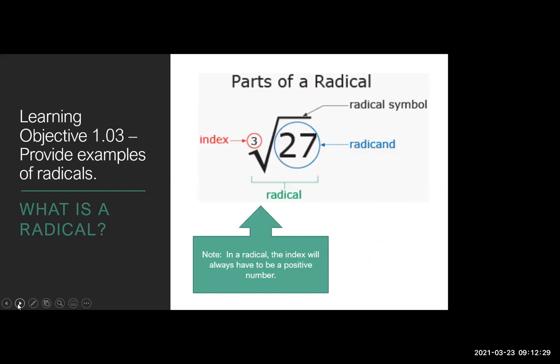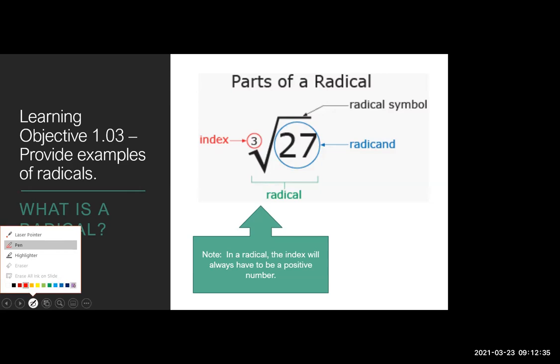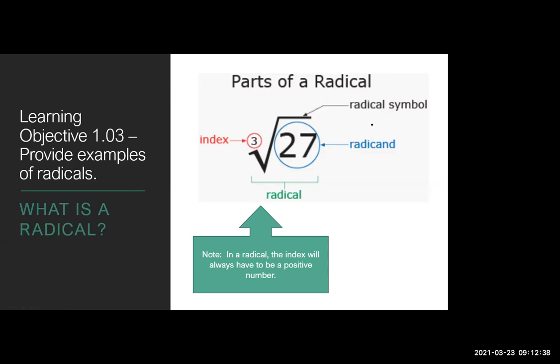All right, let's deal with a new learning objective for this week, and that is the radical. So what is a radical? It's got some parts here and some terminology you may not have known what to call. So you have the radical symbol, we've got that here. Then the index, sometimes called the root. Then you've got the radicand, that's the number underneath the radical symbol. And the whole thing can be called the radical.